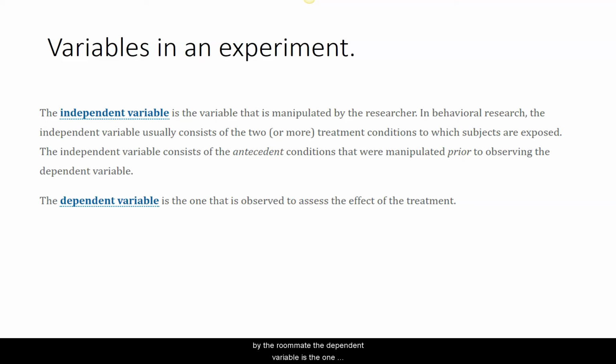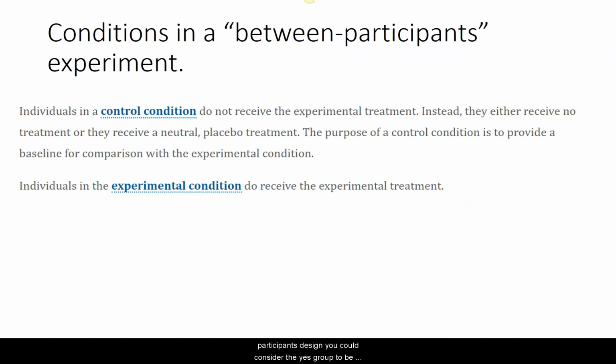The dependent variable is the one that's observed to assess the effect of the treatment, in this case, heart rate. So I observe someone's heart rate in order to know whether the independent variable worked, the yes versus the no. Was the no frustrating? Did the no that they got actually cause the central nervous system to spike? And in this between participants design, you could consider the yes group to be in the control condition. They didn't receive the thing that was provoking. They received no treatment, or they received something neutral, which was cooperation in this case.